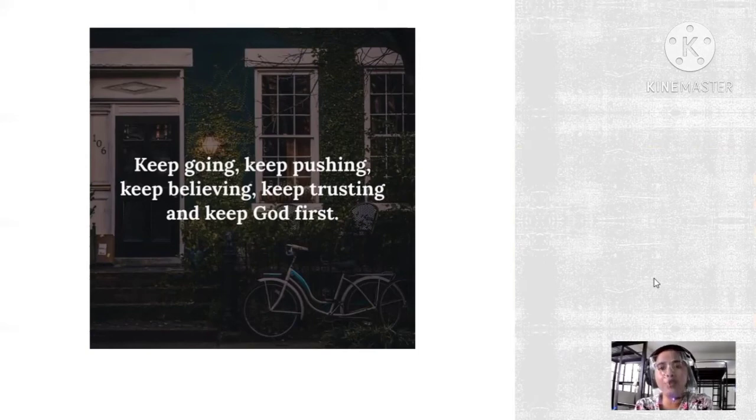Keep going, keep pushing, keep believing, keep trusting, and keep God first. Whichever God you believe in, trust God, whoever it is for you, whether you're Iglesia or born again, Jehovah or Christian or Catholic or whatsoever. But I hope you'll be guided by this quote that you need to keep going, keep pushing, keep believing in yourself, trust yourself, and always keep God at the center of your heart.